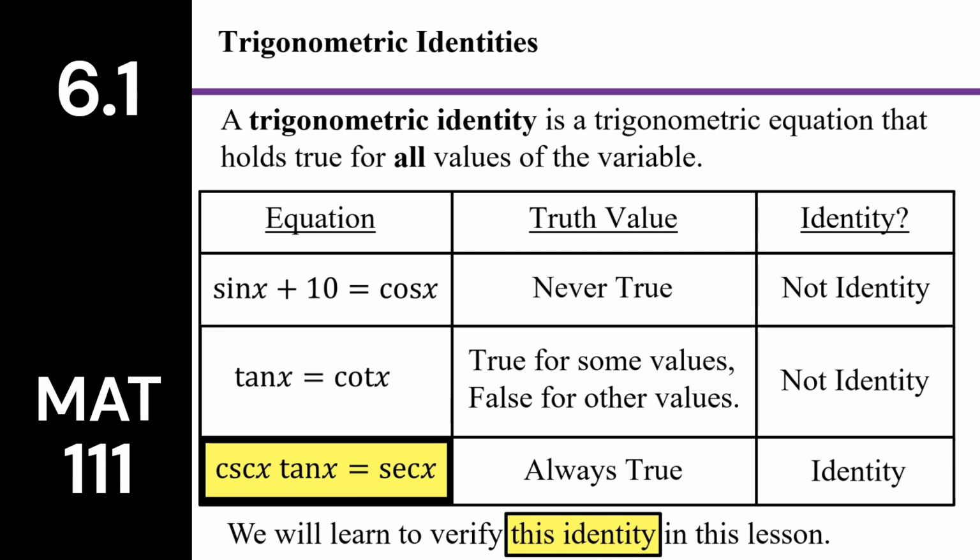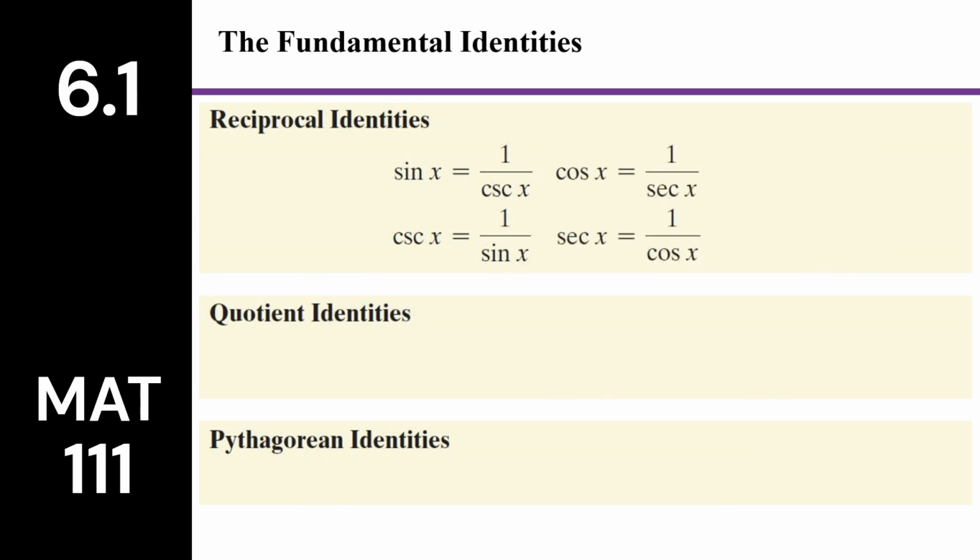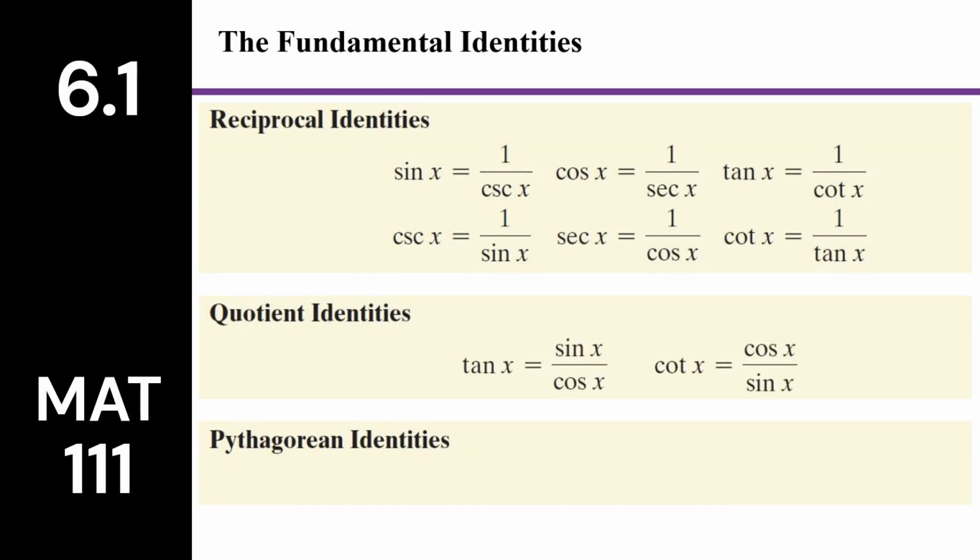To do that, we're going to need to recall our fundamental identities. The reciprocal identities involve sine and cosecant being reciprocals of each other, cosine and secant are reciprocals of each other, and tangent and cotangent are reciprocals of each other. The quotient identities: tangent equals sine over cosine, and cotangent equals cosine over sine. For the Pythagorean identities, there's one that involves sine squared and cos squared, one that has tan squared and secant squared, and one that has cotangent squared and cosecant squared. And we'll be using these to verify our other identities.